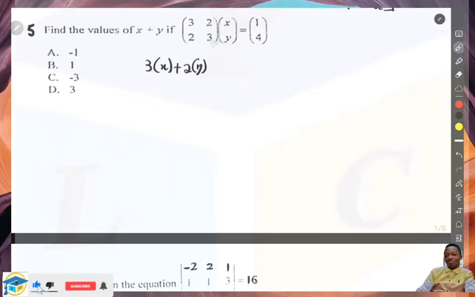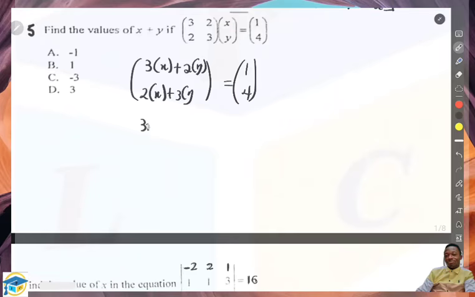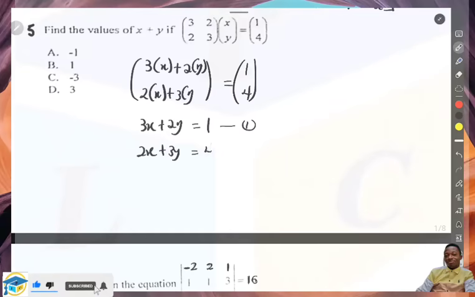And then we come to the second row of the first matrix, multiplying the first column of the second matrix. That's going to give us 2x plus 3y. That should be equal to 1, 4. So once you're able to get this, we want to compare corresponding entries. So we'll have 3x plus 2y equal to 1 as equation 1, and then 2x plus 3y equal to 4 as equation 2. When you get to this, we can easily use a calculator to solve these equations.